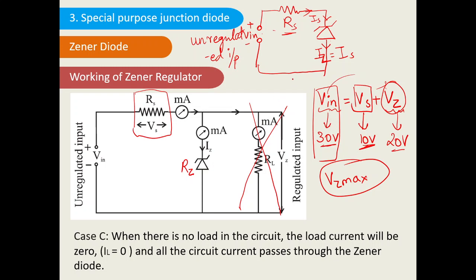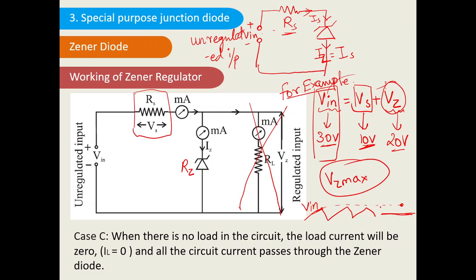I have explained this with a particular example. Suppose Rs is not there. Vin is always fluctuating like this, and Vz is a straight line. Vin always has some maximum value, so this is the maximum value of Vin. If the Zener diode voltage goes up to this value, it will get damaged.